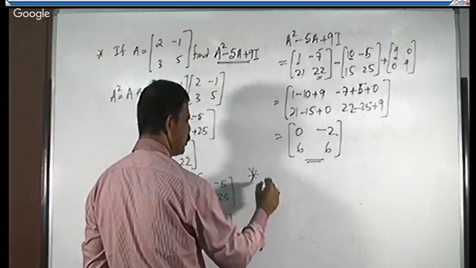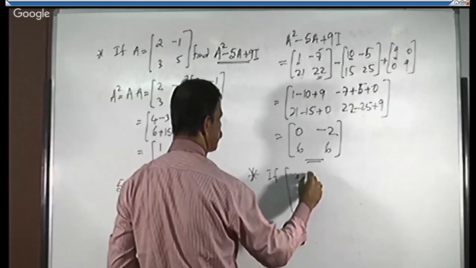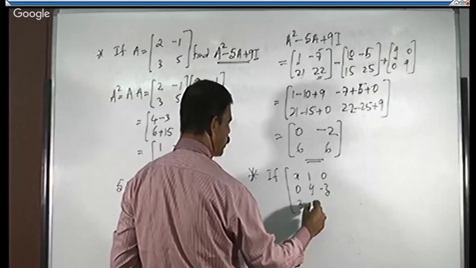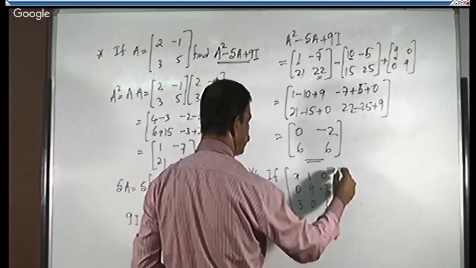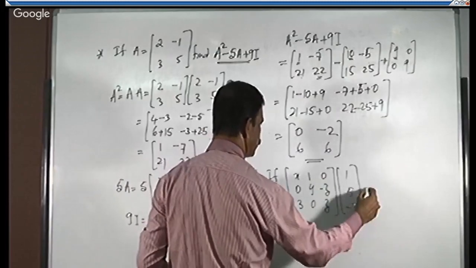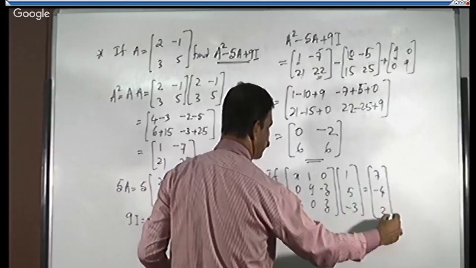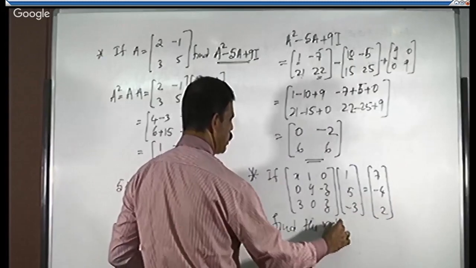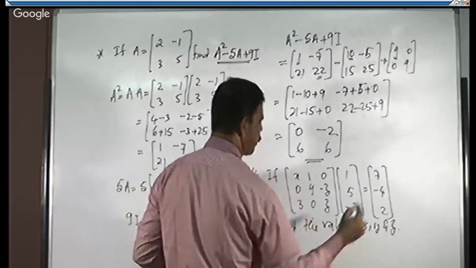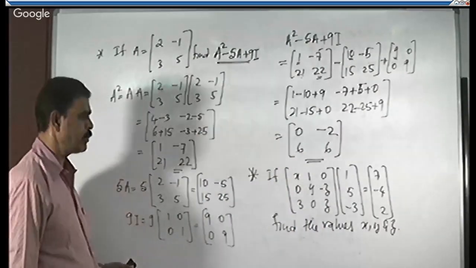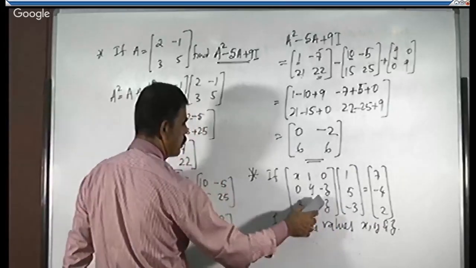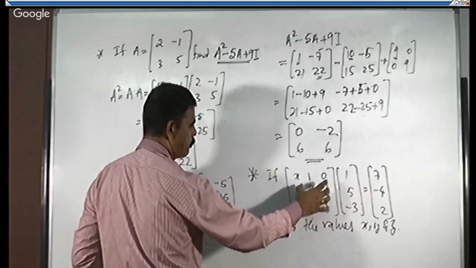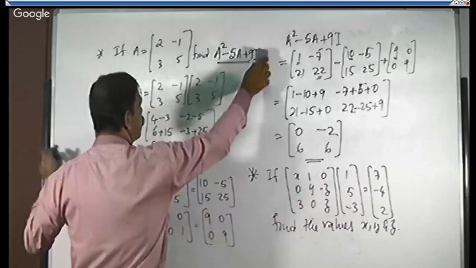Let us take one more example. If the matrix x 1 0, 0 y minus z, 3 0 z, multiplied by the column 1, 5, minus 3, is equal to the column 7, minus 4, 2, find the values of x, y and z. So here they have given three matrices. At the left side we have two matrices in a product, which is equal to a column matrix. To simplify for x, y, z, first we need to multiply these two. The left hand side matrices are to be multiplied.